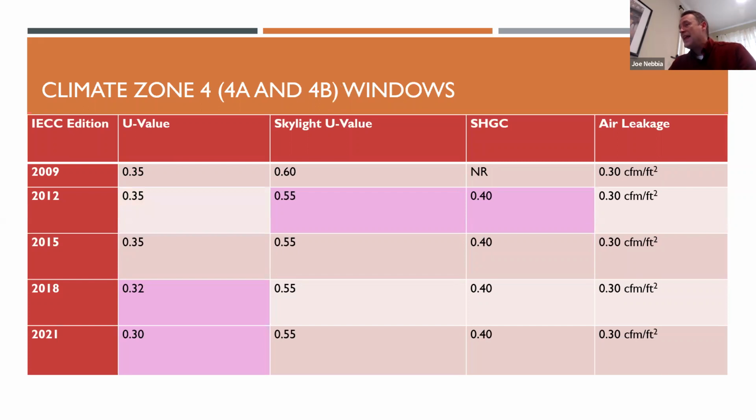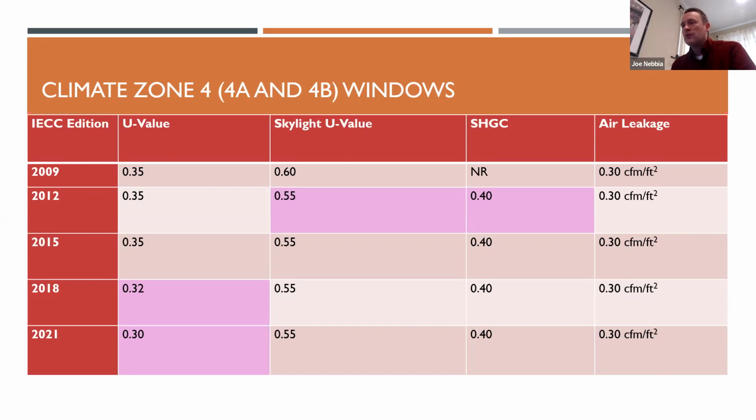Climate zones 4A and B, so that's the humid and the dry. The 4C is actually put in with Climate Zone 5 in the tables. So if you're in 4C in Washington, Oregon, California, you're going to be looking at the Climate Zone 5 tables.